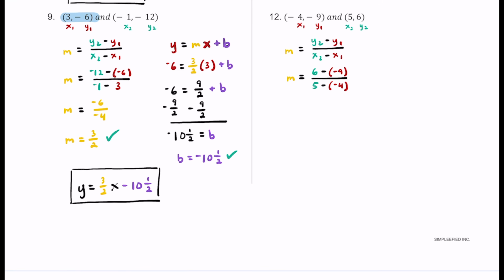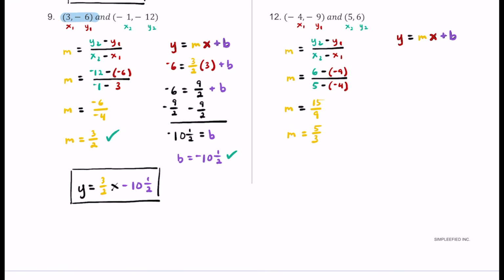All right, cool. So on top we have 6 take away -9, that becomes 6 plus 9, that is just 15 on top. And on bottom, 5 take away -4 is just 5 plus 4, and that's going to be 9. Now positive over positive is nice, it's just positive, but then we can divide top and bottom by the GCF of 3 to get 5/3 for the slope.